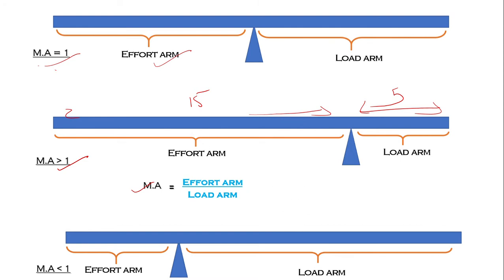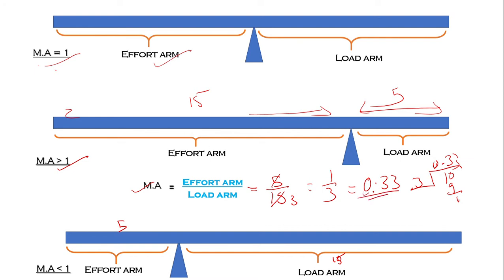Okay, if the effort arm is smaller, say for example here it is 5 and this load arm is 15, in that case it will become 5 over 15. 5 ones are 5, 5 threes are 15, so it will be 1 by 3, which comes to 0.33. All right, so it is less than 1.